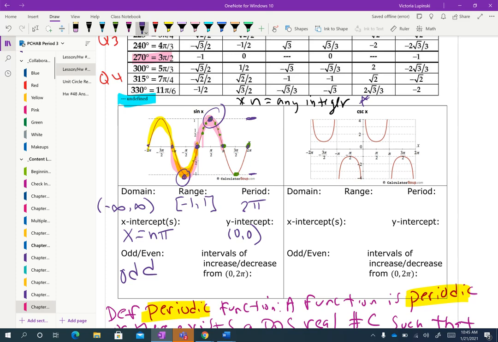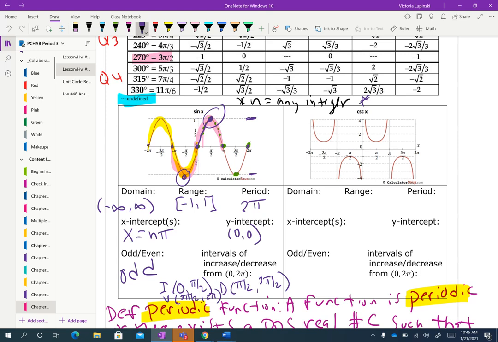Then finally, for increasing and decreasing, you're just going to tell me from 0 to 2 pi, and notice that there are parentheses because you always use parentheses for all increasing and decreasing. I'm just going to go ahead and go from left to right. So starting at 0, I'm going to be increasing all the way up from 0 to pi over 2. Then I'm going to be decreasing between pi over 2 and 3 pi over 2. And then I'm going to be increasing again from 3 pi over 2 to 2 pi. So I'm going to go ahead and add that over here.